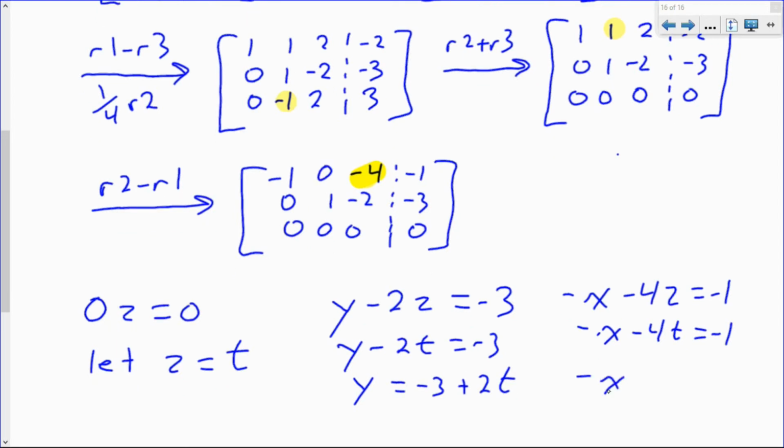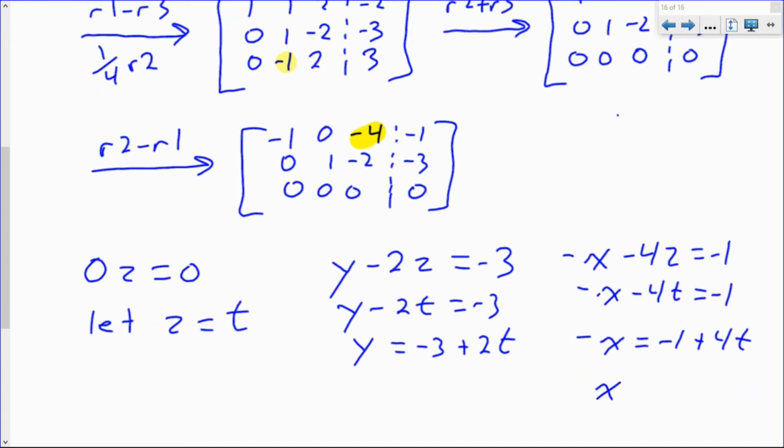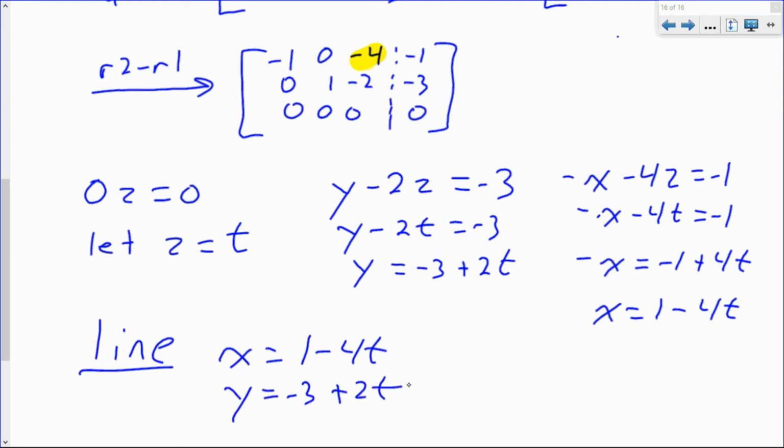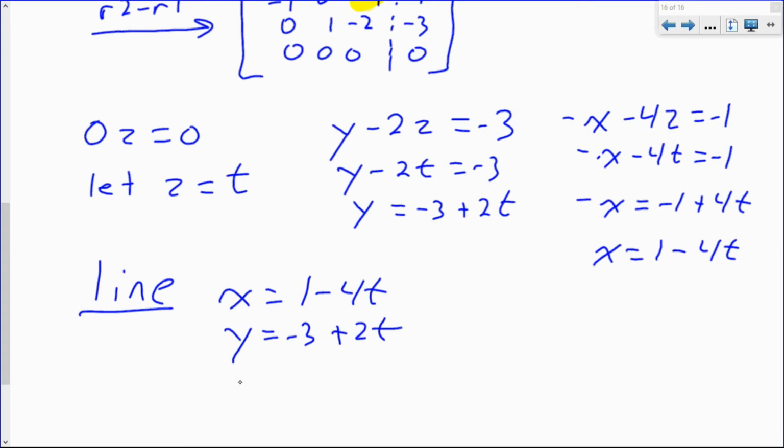Okay, negative x equals minus 1 plus 4t, or x is equal to 1 minus 4t. And there's my solution. My intersection is a line. That line has the equation x equals 1 minus 4t, y equals negative 3 plus 2t, and z is equal to t. The line of intersection.